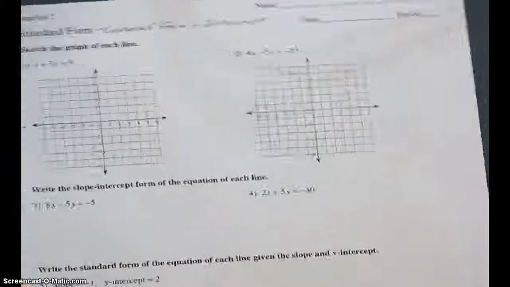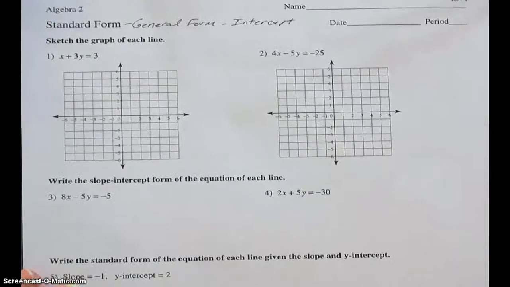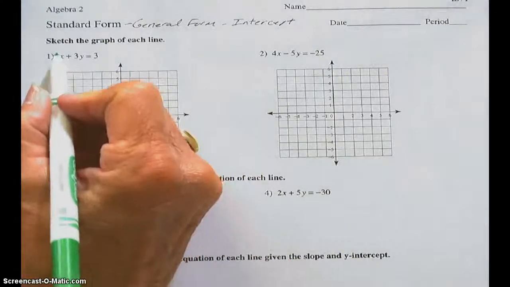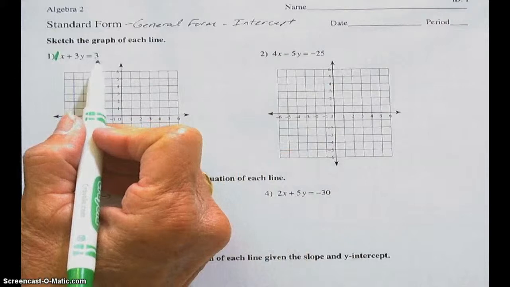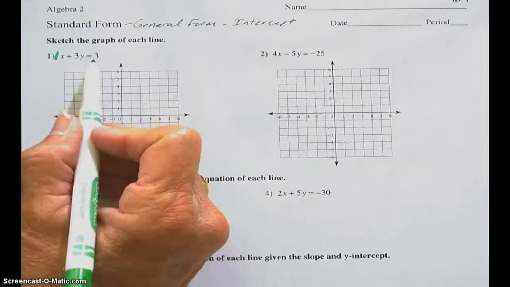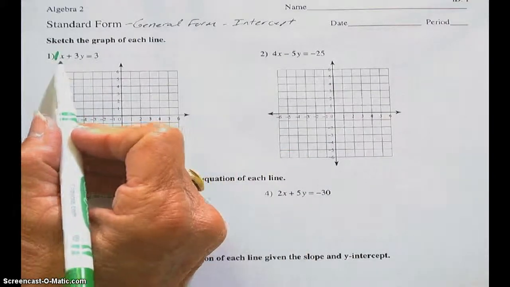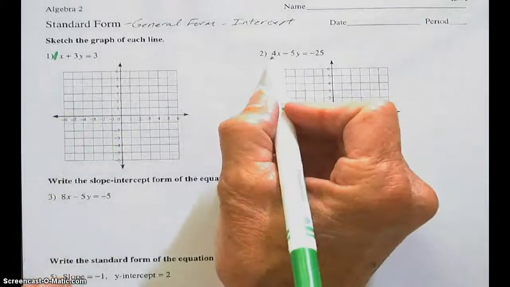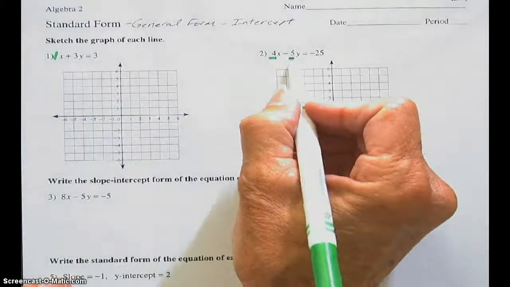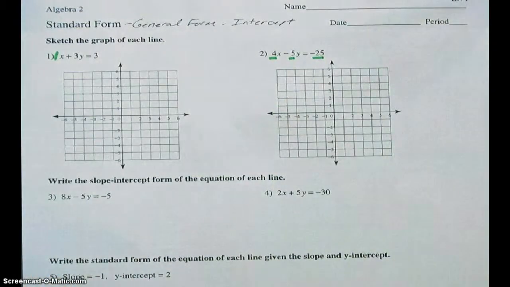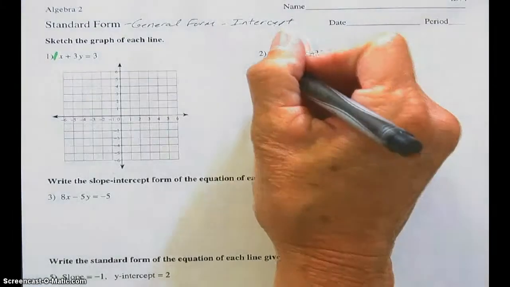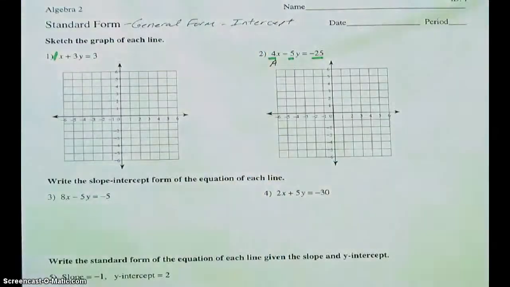I'll show you how we graph in standard form. If you look at problem number 1, A is equal to 1, B is equal to 3, and C is equal to 3. And we would say that these are integers, and A is positive. In number 2, A would be 4, B would be negative 5, C would be negative 25. They are all integers, whole numbers, and in number 2, you can see A is positive.